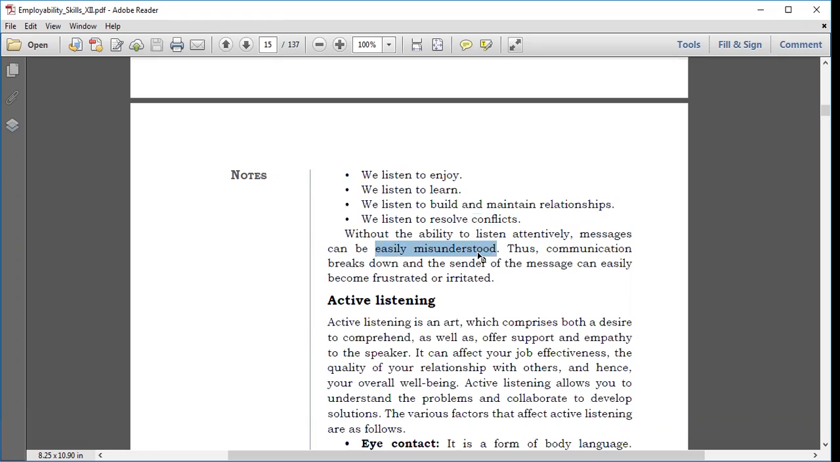If you're not listening attentively, then whatever message a person is giving to the receiver will not be thoroughly understood, right? Like if I'm giving you a lecture right now, I'm giving you some information, and if you people are not attentive, then you will not be able to understand what I want to convey, right? The person can become easily frustrated and irritated. So I can be frustrated with you if you're not listening.